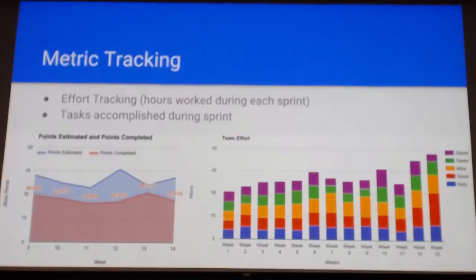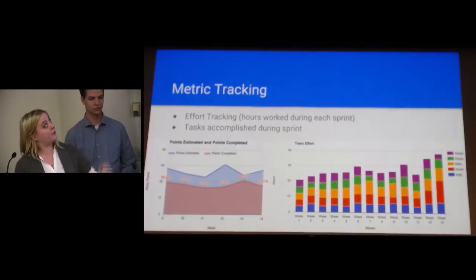We had two metrics that our team tracked over the course of the semester. Effort tracking was tracked through tracking the hours that individual team members worked on during sprints, and story points were also tracked by assigning points through planning poker. And as you can see, the effort tracking is on the right, and the story point tracking is on the left.